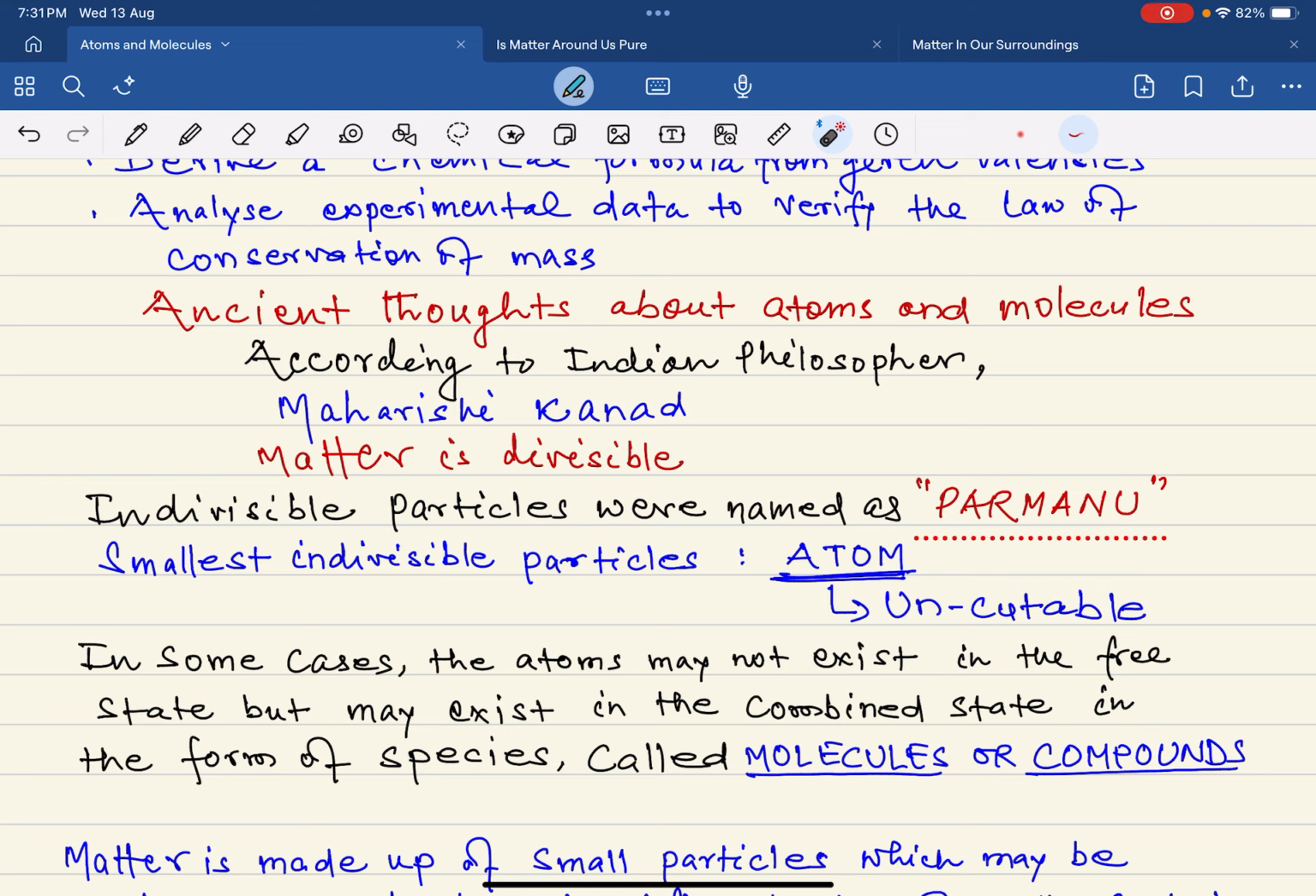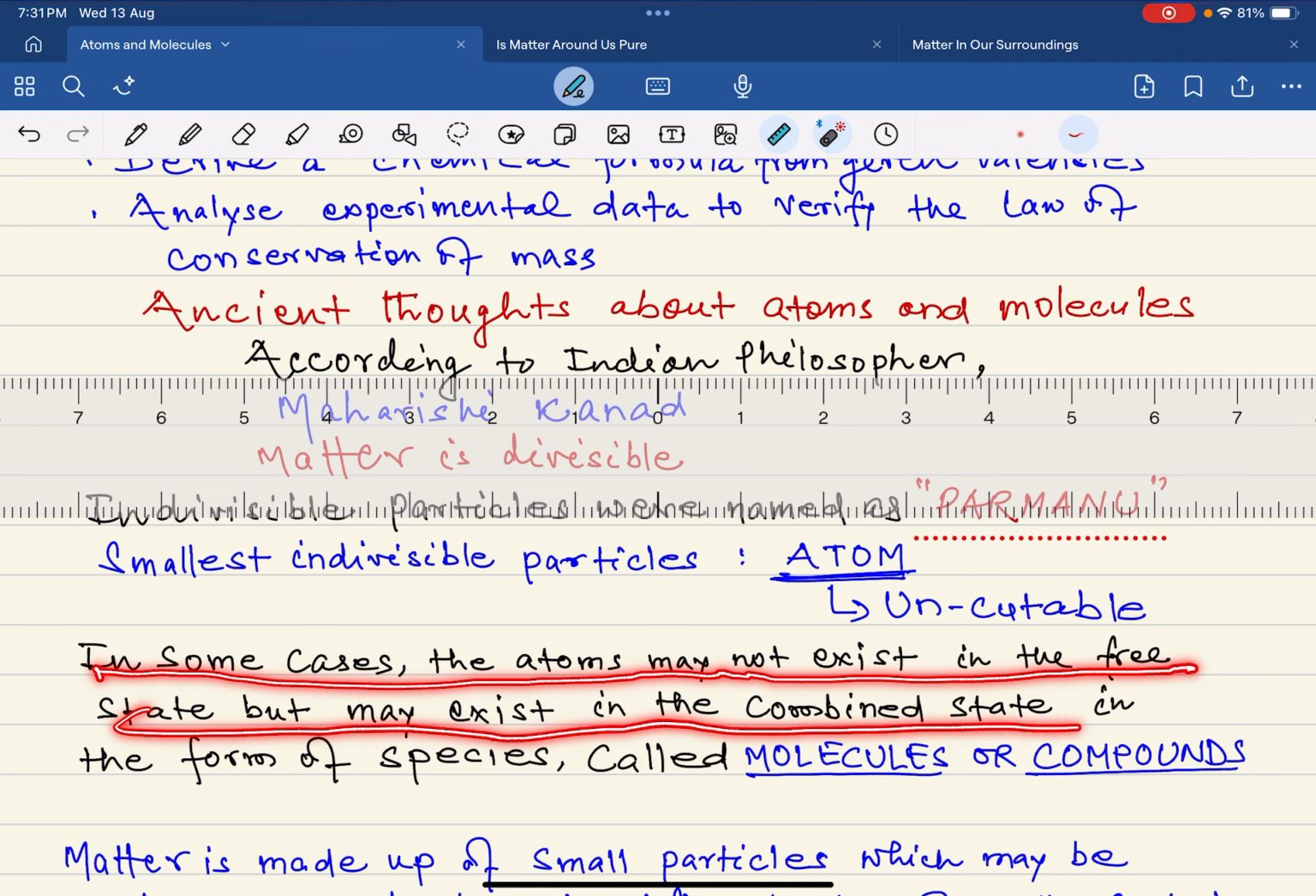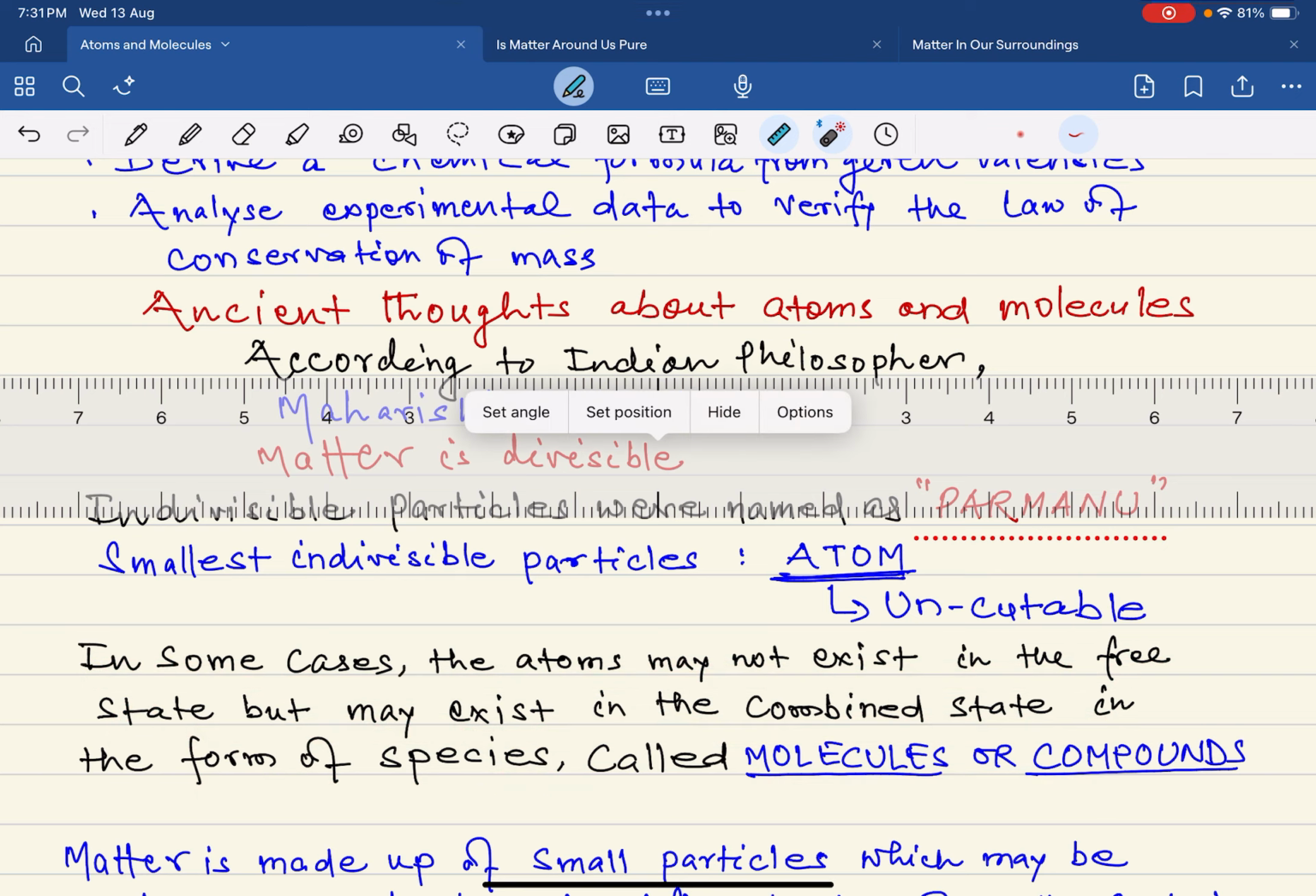Atom is known as atom, and atom is uncuttable, means atom cannot be divided into small fragments. In some cases, atoms may not exist in the free state, but may exist in the combined state in the form of species called molecules or compounds.